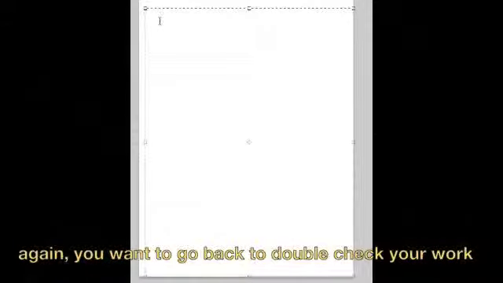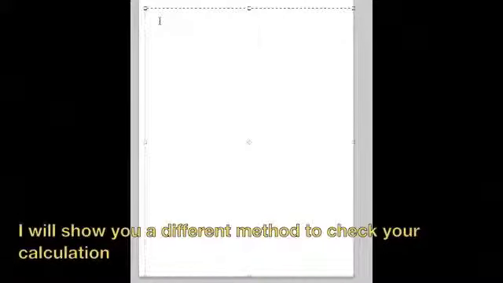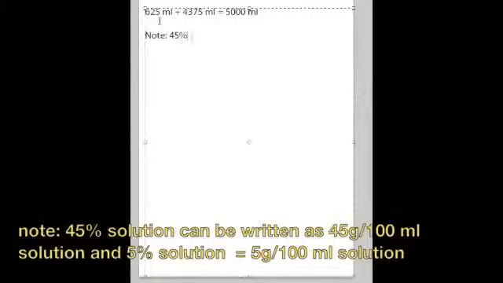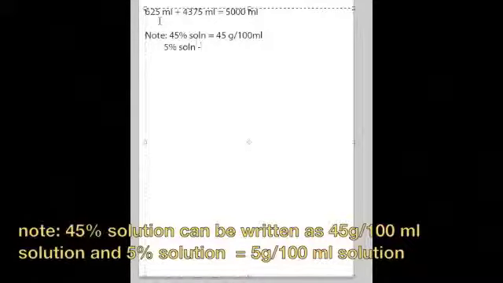Again, you want to go back to double check your work. I'll show you a different method to check your calculation. First up, you add up the 625 mLs that you found earlier and add that to 4,375 mLs. This should equal the 5,000 mLs. Make a note that 45% solution can also be written as 45 grams over 100 ml solution. That goes the same for 5% solution, also written as 5 grams over 100 ml solution.